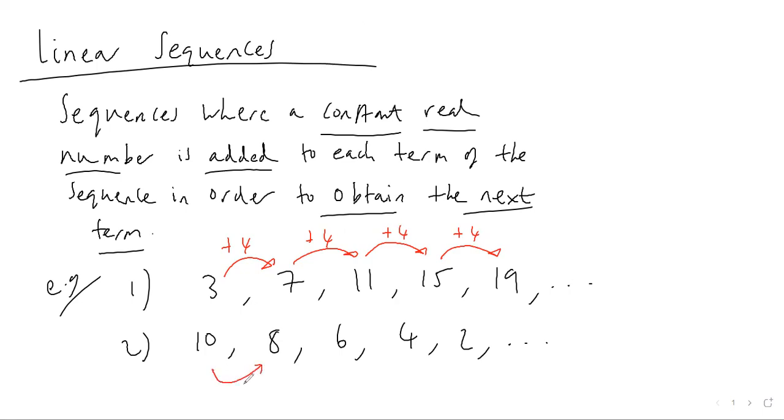Likewise with this one down here. From the first term to the second term, we take away 2. From the second to the third, we take away 2. From the third to the fourth, we take away 2. From the fourth to the fifth, we take away 2, and so on. So we're adding the same number each time to obtain the next number. That's a linear sequence. So they're just two examples of linear sequences.